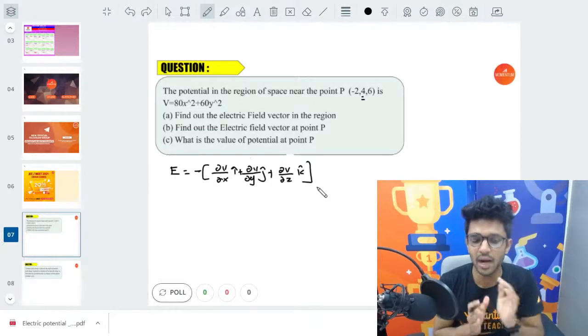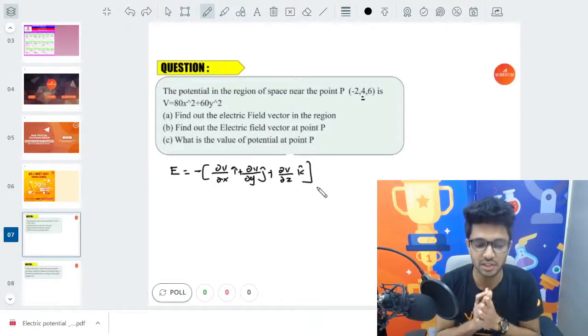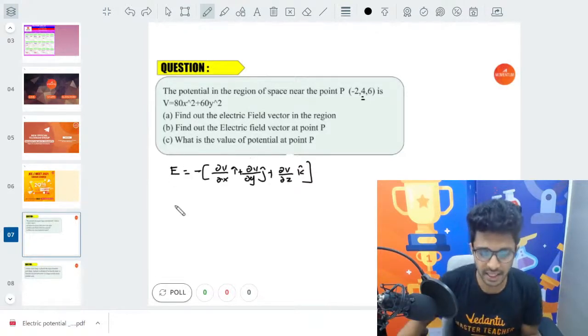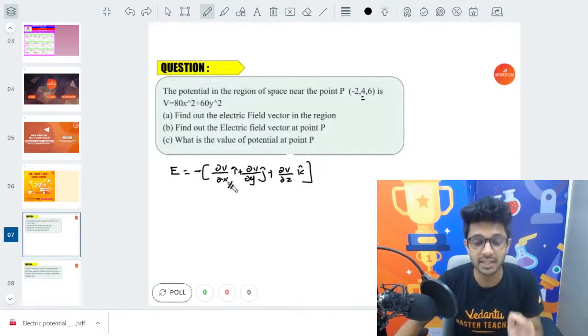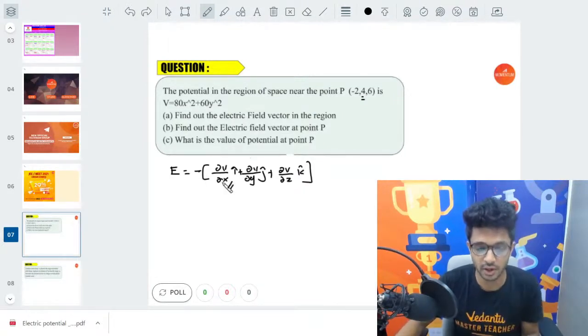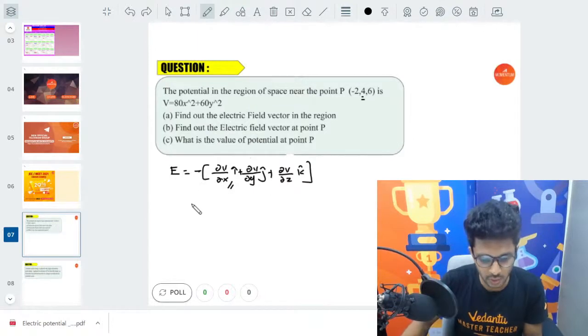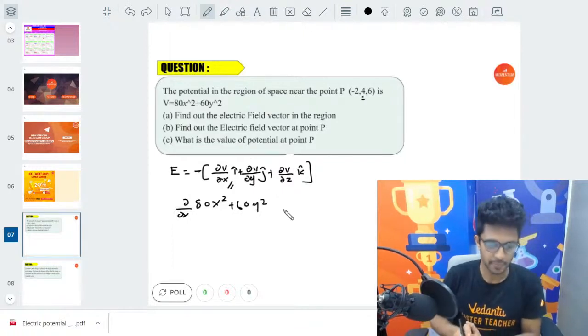I know that dou by dou x, which we call partial differentiation, most of you might be listening to for the very first time. So let's understand how we can actually do the partial differentiation. It is very simple. Partial differentiation means once you do dou by dou x, you are doing differentiation by considering only x as the variable here. The rest of the variables are considered constants. So here it is V, and let's do dou by dou x of V. What is the value for V? It is 80x square plus 60y square.